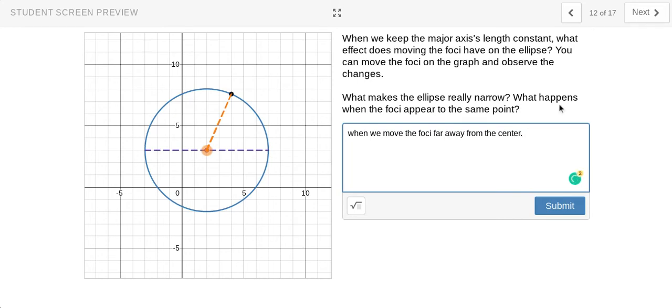The second question says, what happens when the foci appear at the same point? What will happen is we will see the shape of a circle. So the ellipse will be a circle.